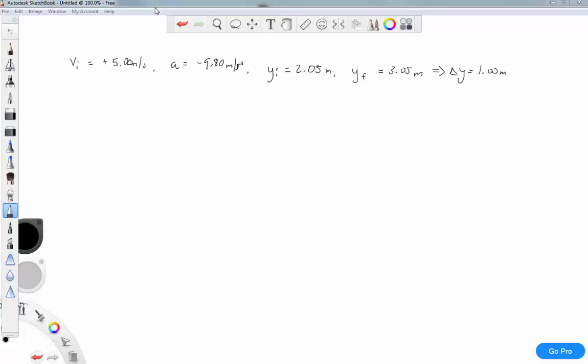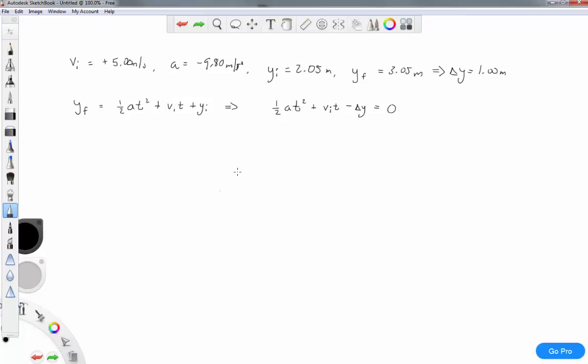What we do is we set up our initial equation, which is the position versus time equation, and we're basically trying to solve for t squared. So we might want to rewrite this equation as a quadratic. You have 1/2 a t squared plus v initial t minus delta y, where delta y is the difference between y final and y initial.